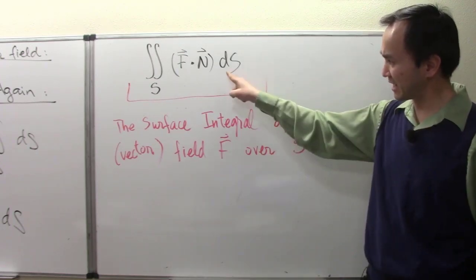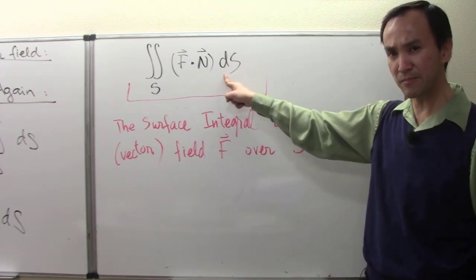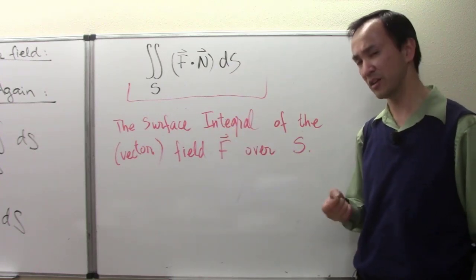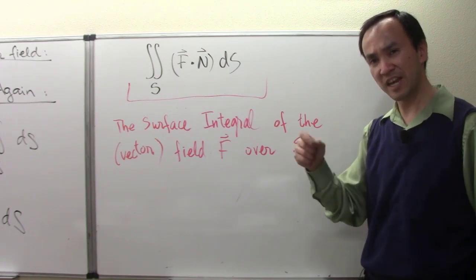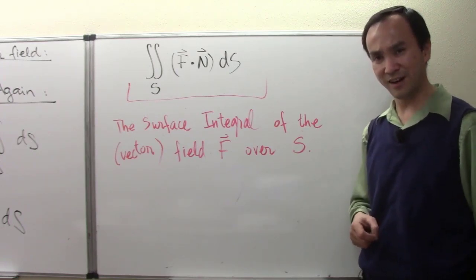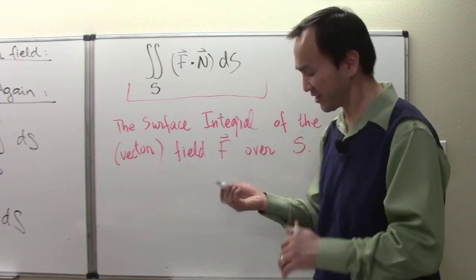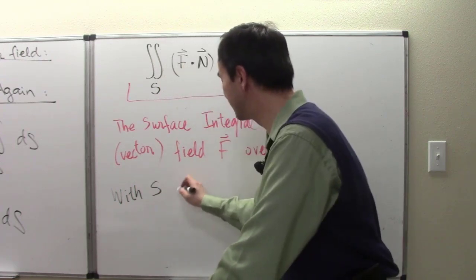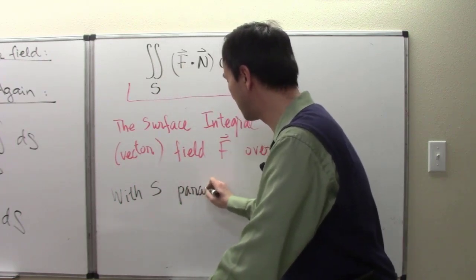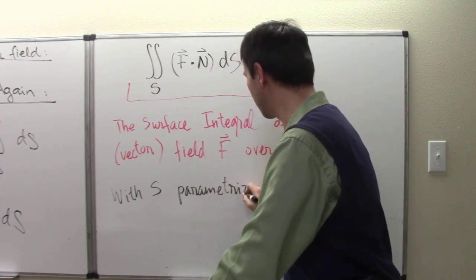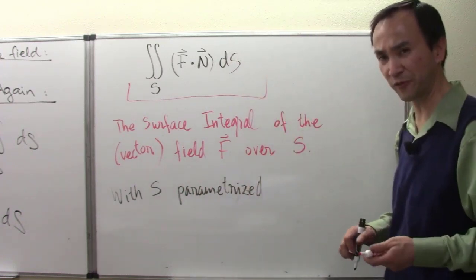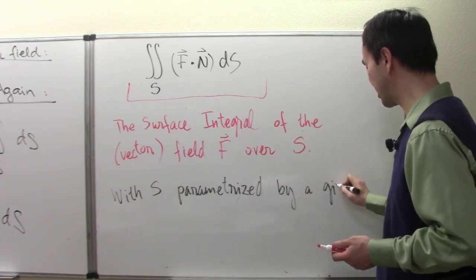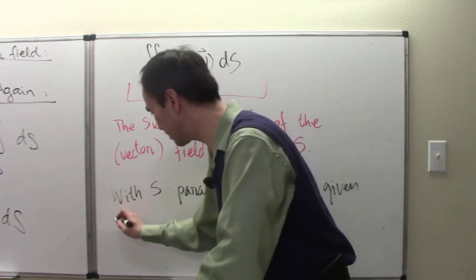Okay? And again, as a reminder, this dS has the exact same meaning as the dS when I gave the explanation about how we calculate surface area. Now, as a consequence, again with S put in parametric form, with the surface S parameterized by some given parameterization.